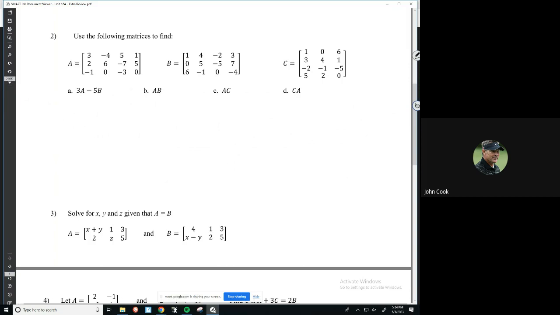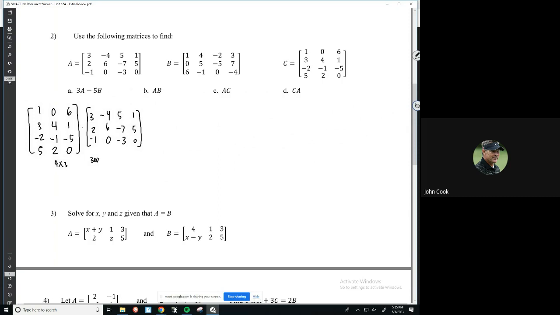So C is 1, 3, -2, 5, and then 0, 4, -1, 2, and then 6, 1, -5, 0. And then times the A matrix, which is 3, 2, 1, -1, sorry, -4, 6, 0, 5, -7, -3, and 1, 5, 0. All right, here we go. So this is going to be a 4 by 3 times a 3 by 4. So it's going to end up with a 4 by 4 matrix. All right, so row 1.